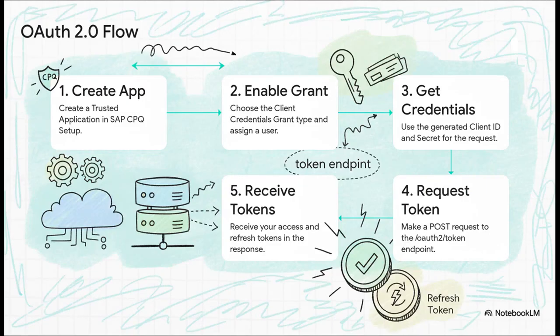And getting one of these tokens is actually a pretty straightforward process. It really just boils down to these few steps. First, you register your app inside CPQ Setup, and that gets you a unique client ID and a client secret. Then your app uses those credentials to ask the token endpoint for an access token. If everything looks good, the server sends one back, and you're ready to go.